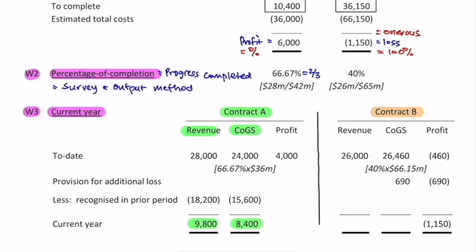Cumulatively, revenue from contract B should be equal to 26. The cost of goods sold or cost of service, including the provision for loss, should be equal to 27,150. This will be the current year adjustment for contract B. Revenue 26. The cost of goods sold 27,150, including the provision for loss. These are the figures that we must account in profit and loss.